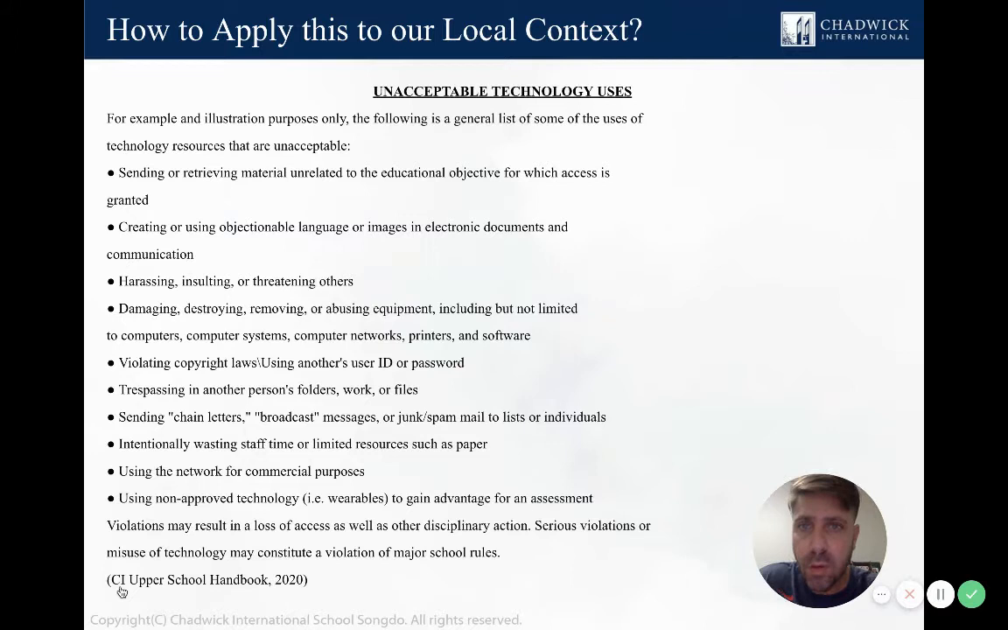So we have applied this to our local context by creating a list of unacceptable technological uses. We wind up utilizing this during our new student orientation, and then during advisory at the beginning of school and assembly time, we go through and we talk with the students about what constitutes appropriate use, what constitutes inappropriate use, and what constitutes cyberbullying. And so, when looking through these bullet points, there are several that kind of jump right out. And again, harassing, insulting, or threatening others.